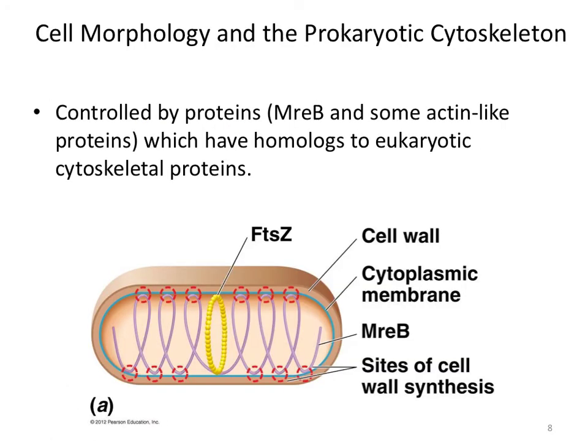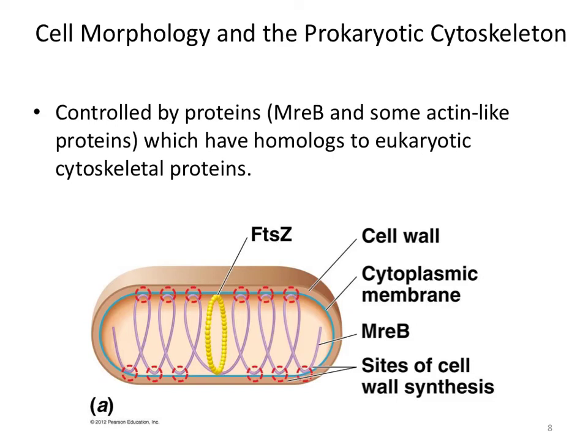The proteins of the divisome coordinate the timing and location of cell division, but they also play a role, at least in some cases, in the final shape or morphology of the prokaryotic cell to which they belong. So we know that there's a very important protein called MreB, for example, as well as some actin-like proteins. These are proteins that have homologs to eukaryotic cytoskeleton proteins, and these are the proteins that make up the prokaryotic cytoskeleton. So bacteria and archaea do in fact have cytoskeletons, just like eukaryotic cells.